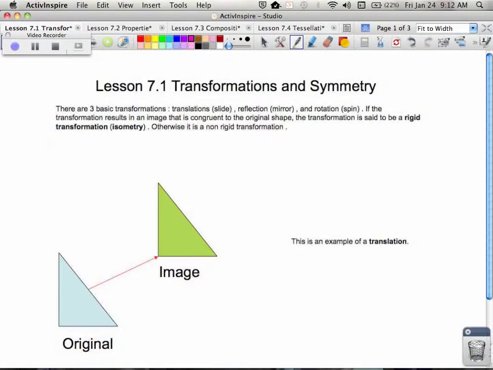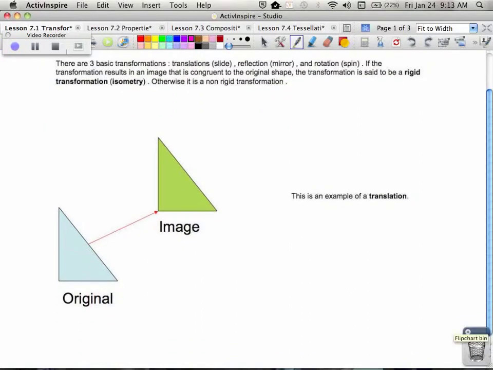On this first slide, what we notice is that we have a translation. In other words, the blue triangle, the original one, has been translated, or has slid a certain distance, and is now the green triangle, or in other words, the image of it. This would be a rigid transformation, this translation, because the green triangle is congruent to the original blue.